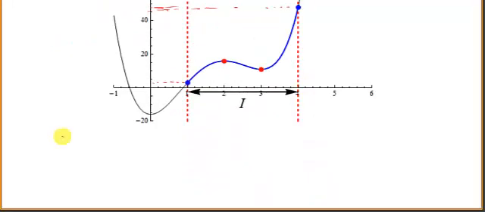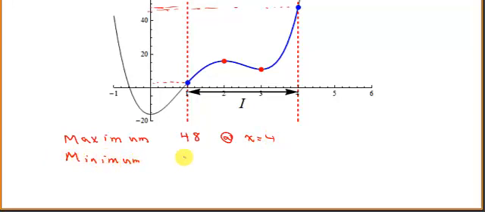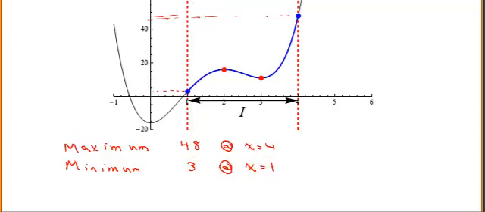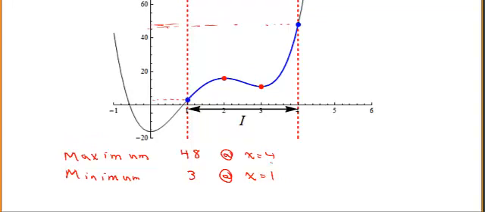So the maximum, I think I'll just state this without stating its function. The function is 48 at x equals 4. The minimum is 3 at x equals 1. And that's how we use the extreme value theorem to find maximum and minimum values.